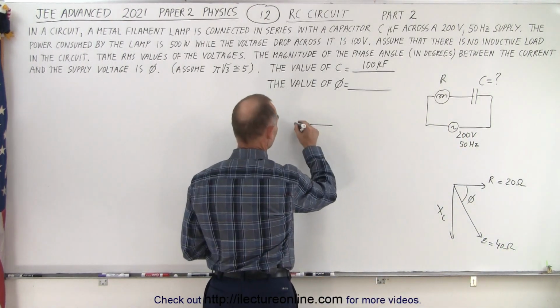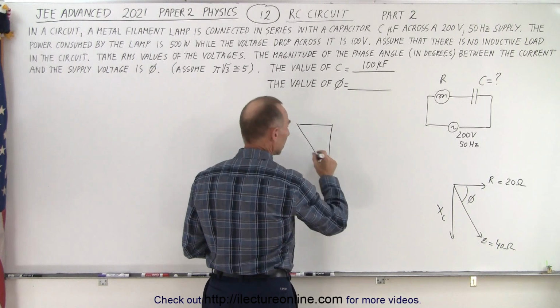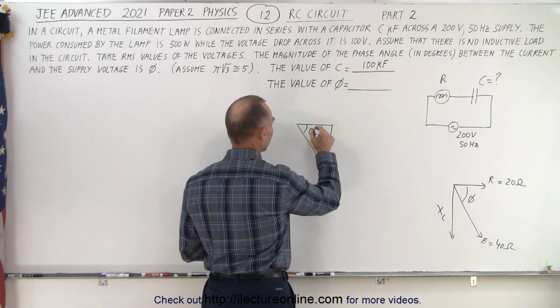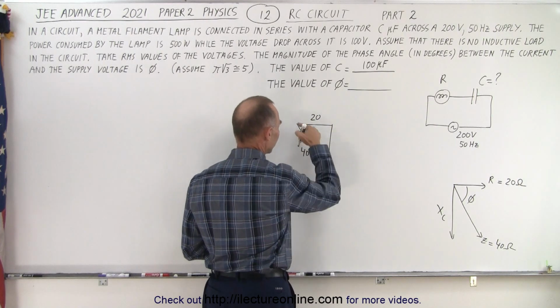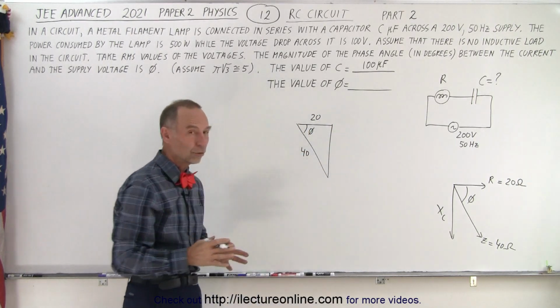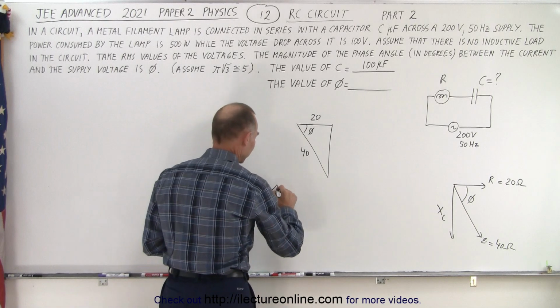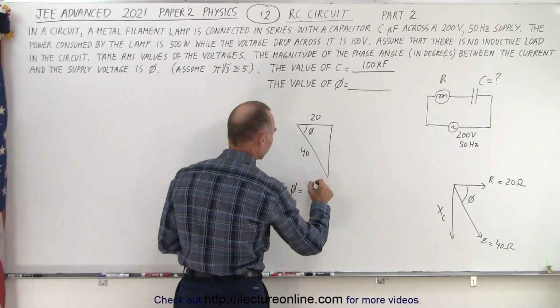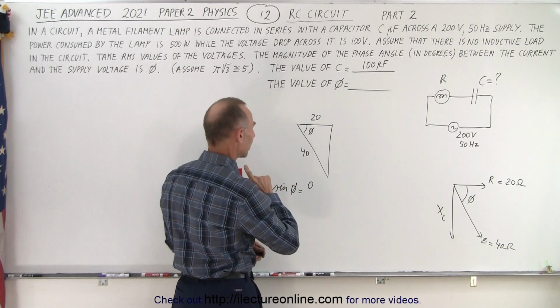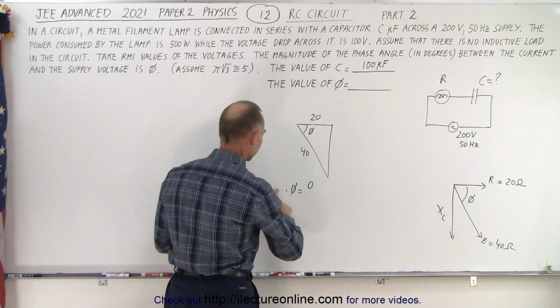So here we have a triangle. We're trying to find this phase angle right here, phi. We know that this is equal to 20, this is equal to 40, which is the hypotenuse, so we're going to use the sine. The sine of the angle phi, by definition, is equal to the opposite side. Oh, wait a minute, not the sine. We're going to need the cosine.